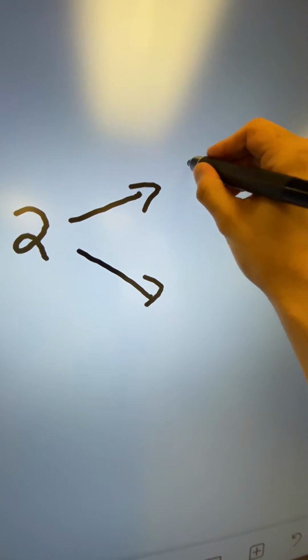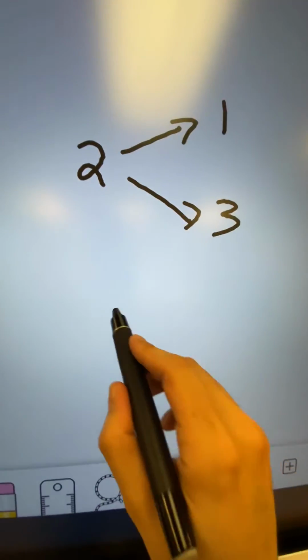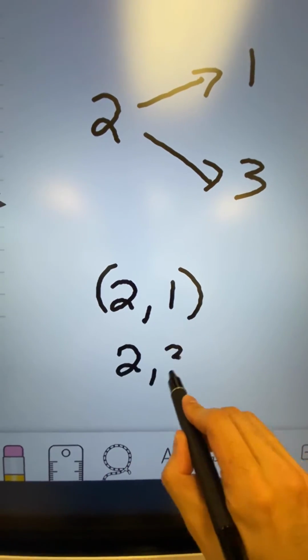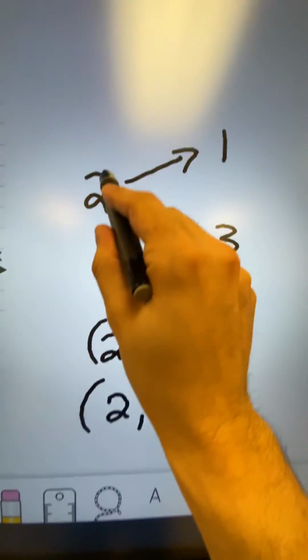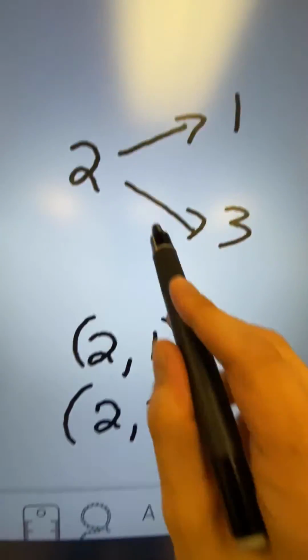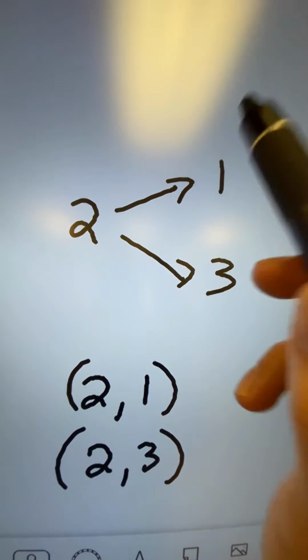If your input goes to more than one output, let's say it goes from 2 to 1, and 2 also goes to 3. As ordered pairs, it would look like this: (2, 1) and (2, 3). That's my ordered pairs for this relation. So again, this is a mapping diagram. And now if I were to plot these 2 points, because again, we already know this input, if it goes to more than one output, which I drew here, it's not a function.